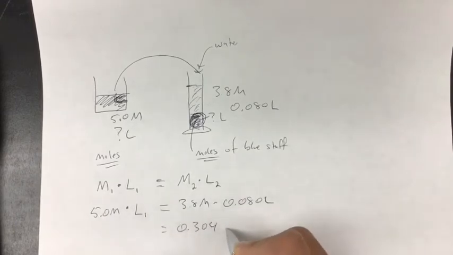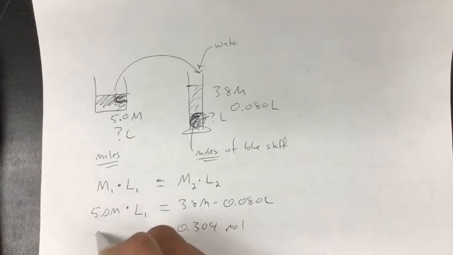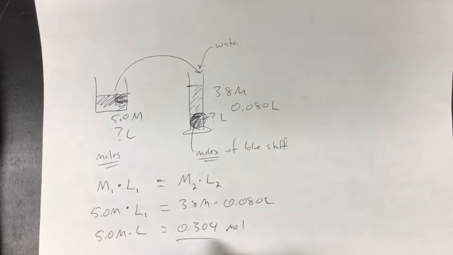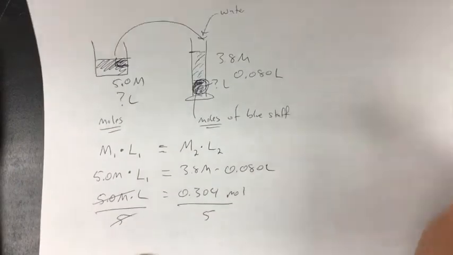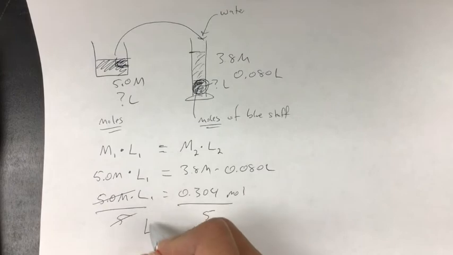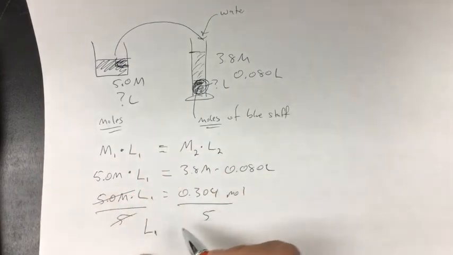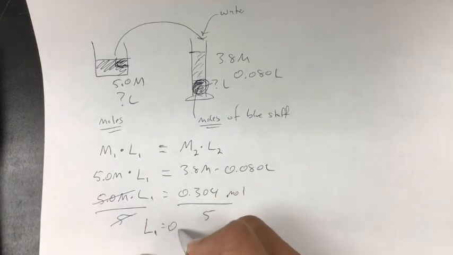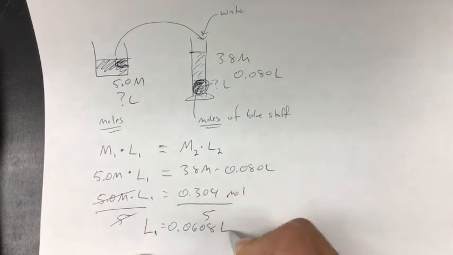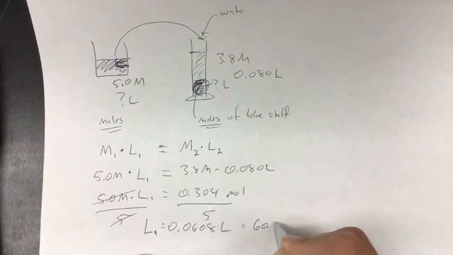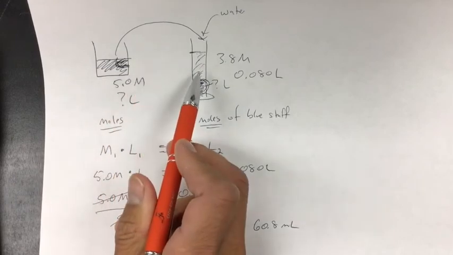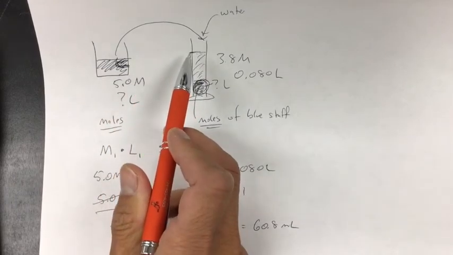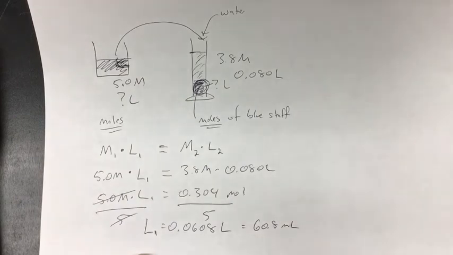So that's 0.304 moles equals 5 times liters. Divide both sides by 5 because I want to get rid of this. And so the liters I need from this thing is going to be 0.0608 liters or 60.8 milliliters. So I need to take 60.8 milliliters out of this, dump it in here, and I'm going to add the rest water to get my final solution.